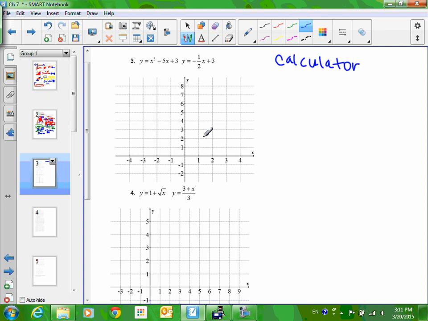So we say, plug in a 0 and we get 3, right? What happens when you plug in 1? 1 minus 5 plus 3, that would be negative 1. And we could continue, right? Maybe we don't want to, but we could.